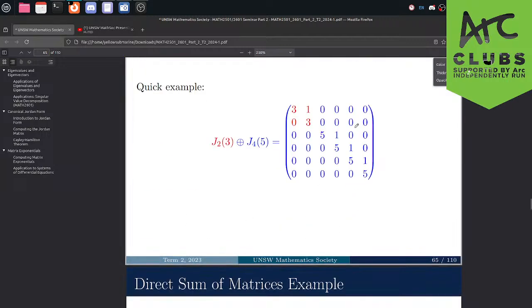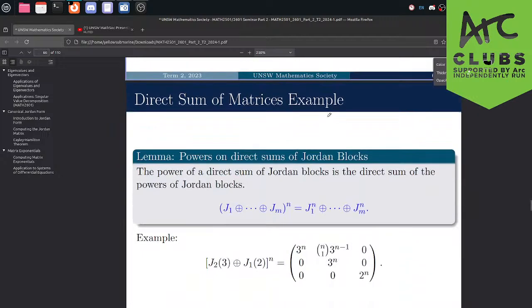But here's some examples. If you have J23, notice this block, and J45, this block, notice firstly the order, and notice secondly how they're placed. They're in the diagonals, so the diagonal elements are still in the main diagonal, and the super diagonal just so happens to be in the super diagonal. Notice there's nothing here. Cool.